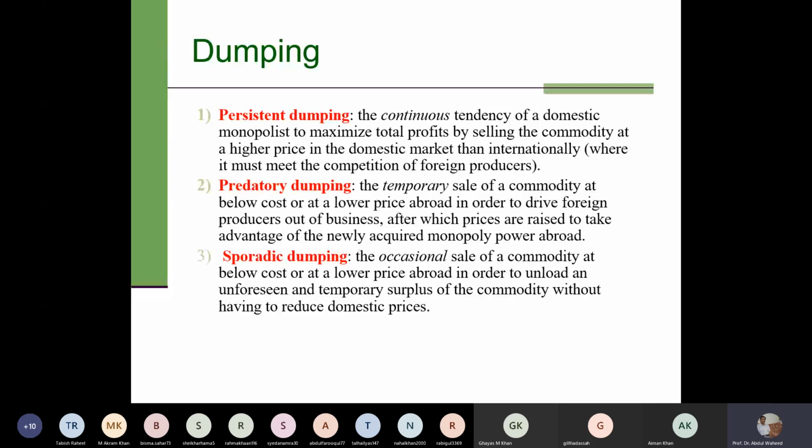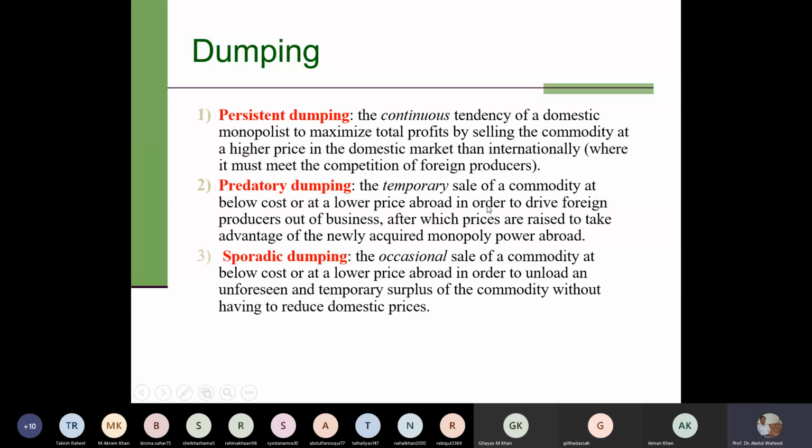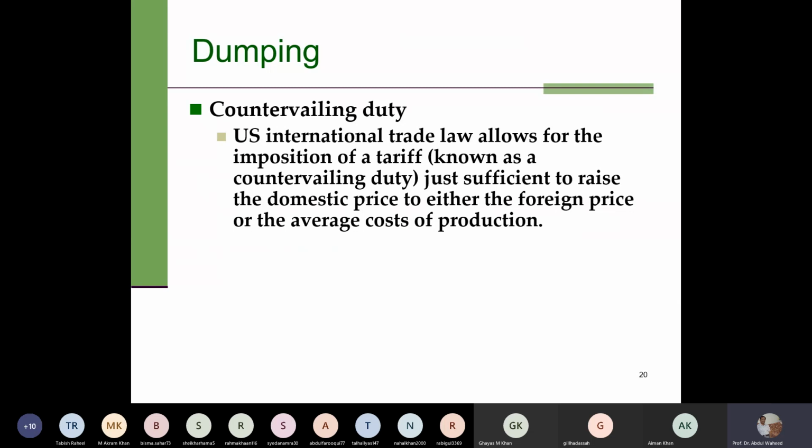In that case, surely they will not continue their business, because if their purpose is to do dumping and drive the Pakistani producer out of the business, they will not continue. Okay. So countervailing duties and anti-dumping duties are allowed under the WTO and also in U.S. international trade laws. They allow the imposition of tariffs or countervailing duties, anti-dumping duties. And this is imposed just sufficient to raise the domestic price to either the foreign price or the average cost of production.